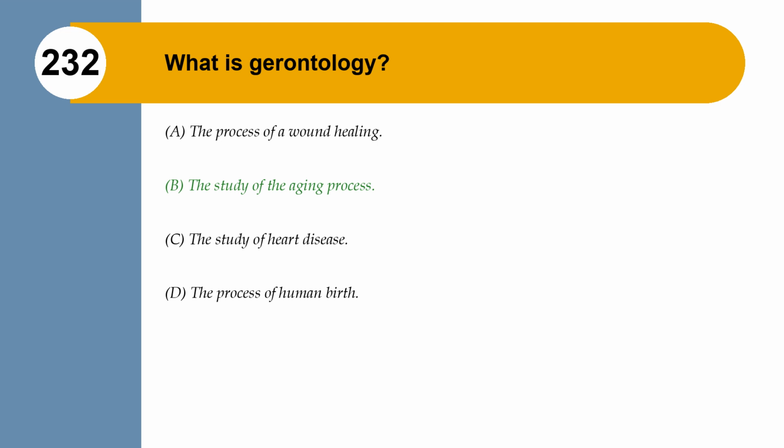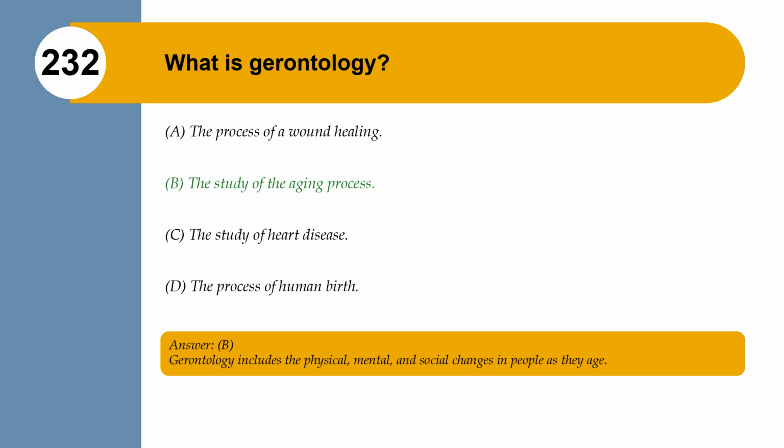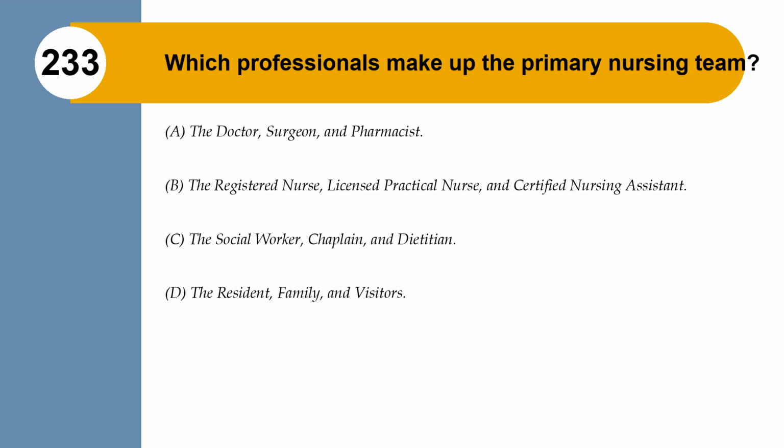The correct answer is option B, the study of the aging process. Explanation: gerontology includes the physical, mental, and social changes in people as they age. Question 233. Which professionals make up the primary nursing team?